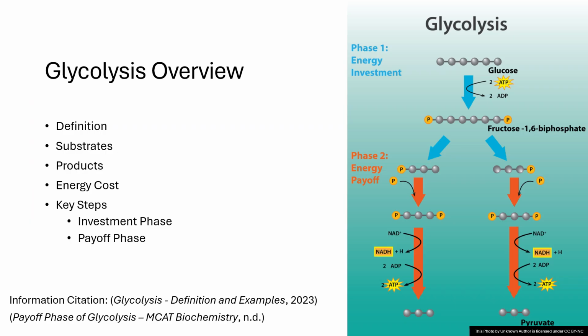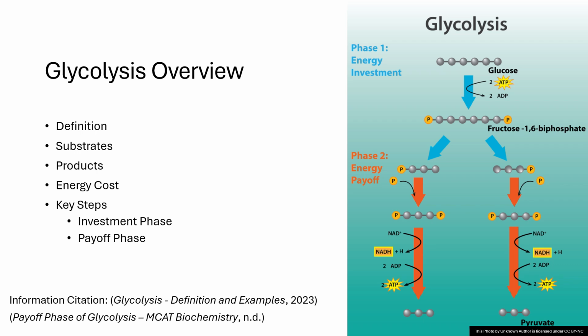Glycolysis is the metabolic process that breaks down glucose into pyruvate and produces ATP, the energy currency in the cell. It is the initial metabolic pathway for cellular respiration. Glycolysis occurs in the cytoplasm of both aerobic and anaerobic cells and does not require oxygen. The reactants of glycolysis are glucose, NAD+, ADP, and inorganic phosphate. The products of glycolysis are 2 molecules of pyruvate, 2 molecules of ATP, and 2 molecules of NADH.